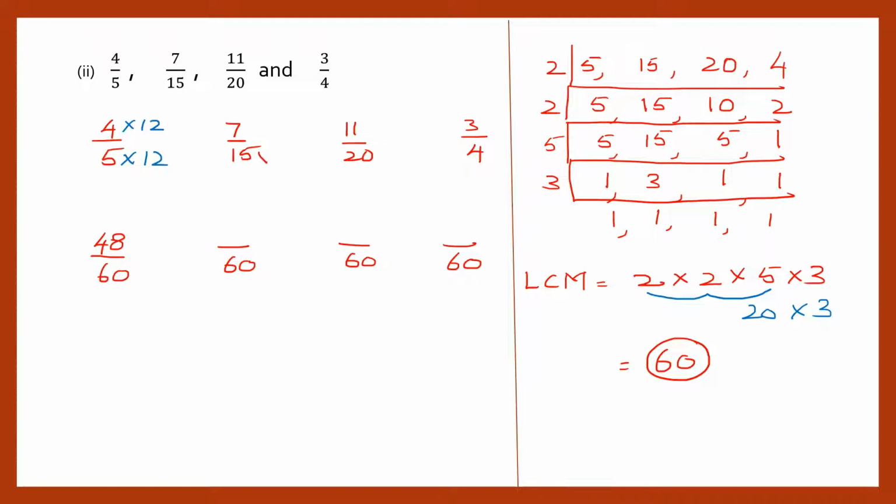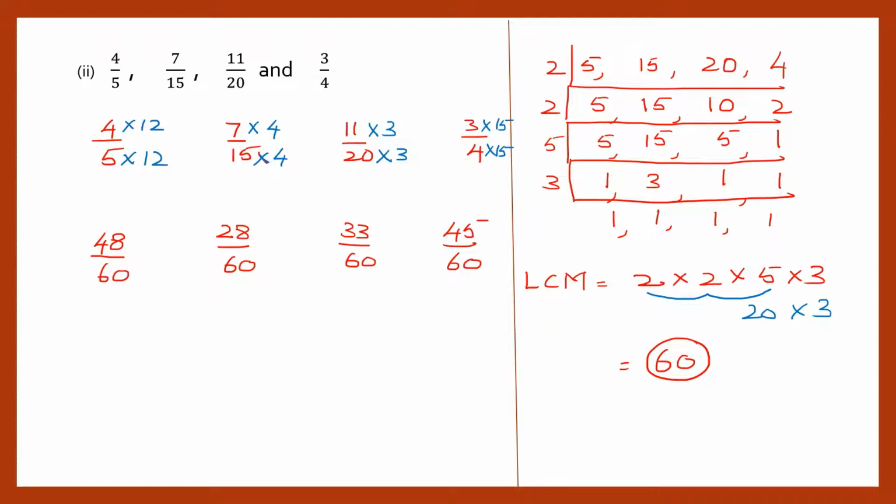Second fraction, 15 into what will give us 60? 15 fours are 60. So I'm going to multiply 7 by 4. 7 fours are 28. Next one, 20 into 3 is 60. So 11 into 3 is 33. 4 into 15 is 60. So 3 into 15. 15 threes are 45.